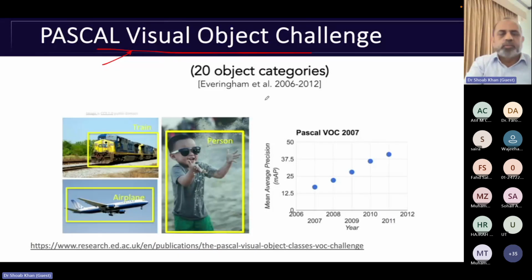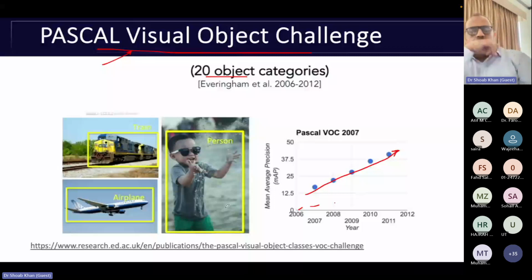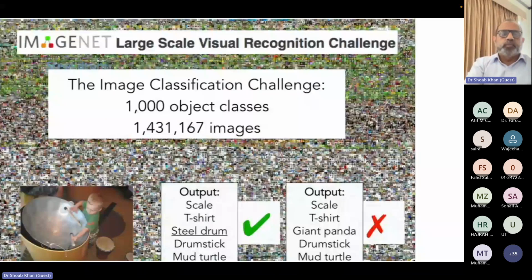So there were thousands of images of 20 objects, and the people would try to see how they can improve the accuracy. So mean average precision, starting from 2006 to 2007, 2008, 2009, 10, 11, 12, is continuously getting better and better. Okay, so that's how. And if you go on this link, it'll show you some of the background about this particular challenge.